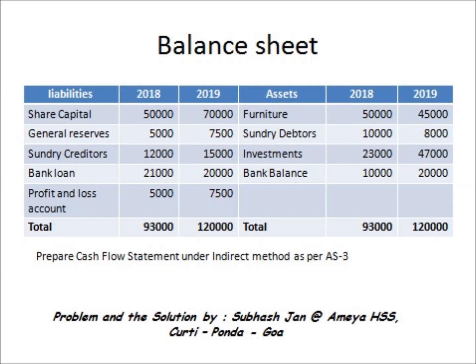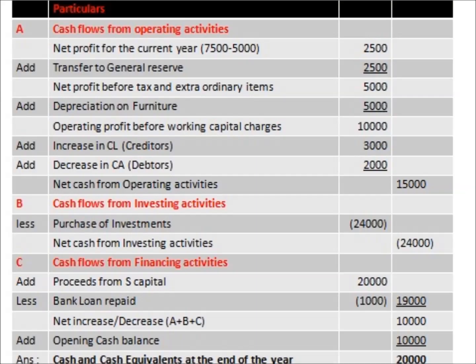Investment, they must have invested their funds somewhere. 23,000 was the investment for the first year, and it has gone to 47,000 for the second year. So it has gone up by 24,000. So this is your investing activity. And the bank balance, the opening balance was 10,000 and the closing balance was 20,000. You are being asked to prepare the cash flow statement under the indirect method as per Accounting Standard 3 revised. Here is the solution, a very simple problem and very simple solution to explain the basics of how to prepare a cash flow statement under the indirect method.